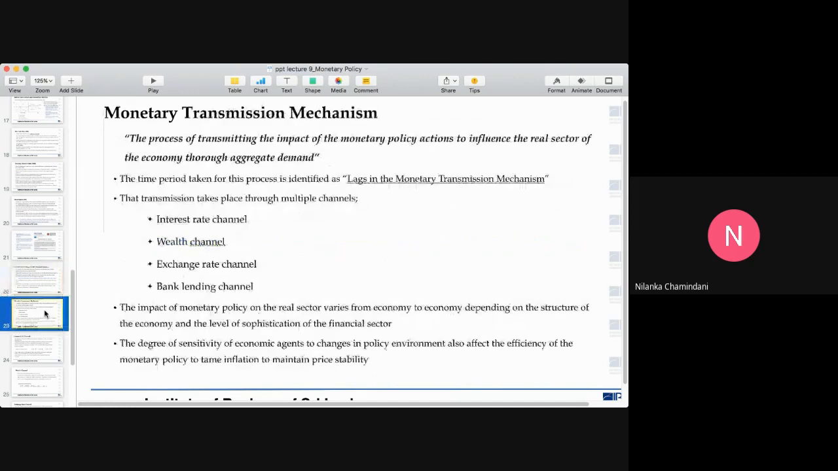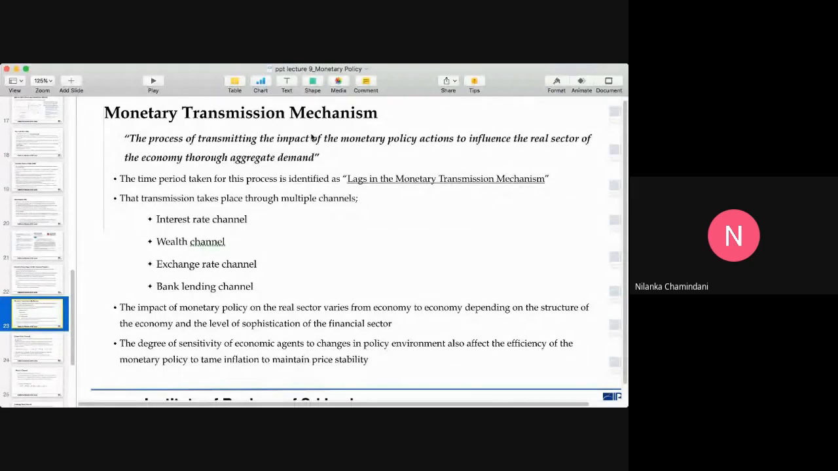Okay, so then we have to discuss the monetary transmission mechanism. We already saw that when the central bank changes the interest rate or conducts monetary operations, it influences the money markets. But how is this monetary policy implementation process going to be transmitted and impact the real sector of the economy?